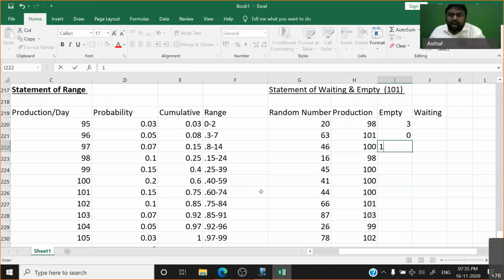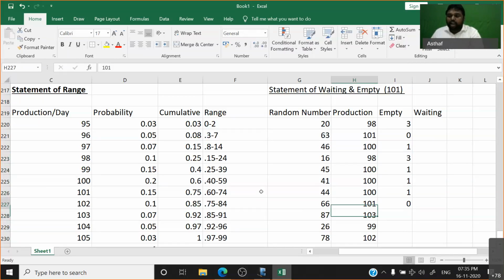Sir, how will it be 1 empty? Your capacity is 101. Your production is only 100. So what will be the empty? Here you have 101, 98. The empty will be 3. Here you will have 1, 1, 1. Here you will have 0. When your production is 101 but this one is 103, that means there will be waiting 2. Here again empty 2. Here there is waiting 1.